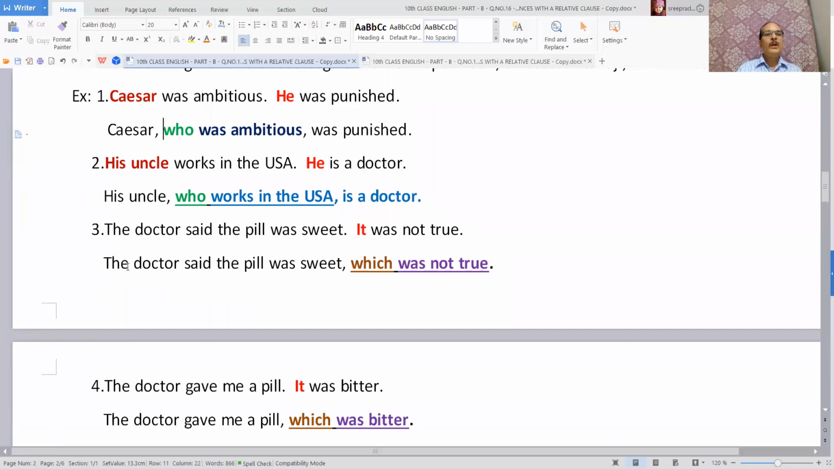Now let us go to another example. The doctor said the pill was sweet. It was not true. So it refers to what here? The doctor said the pill was sweet.